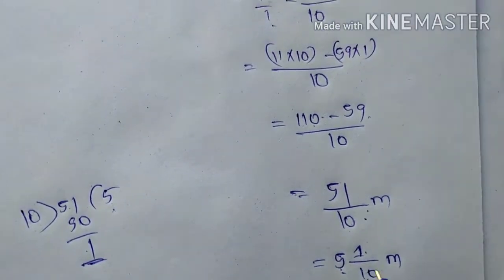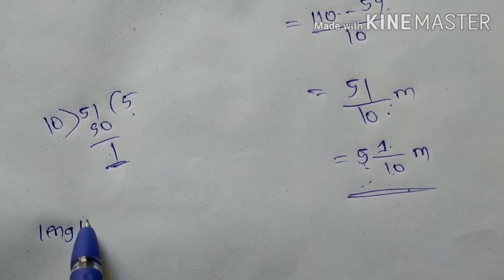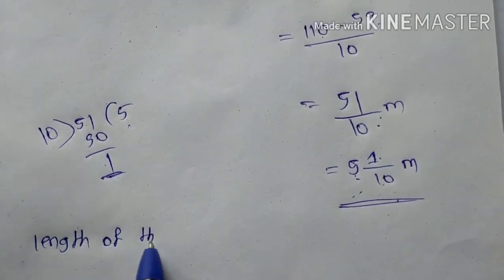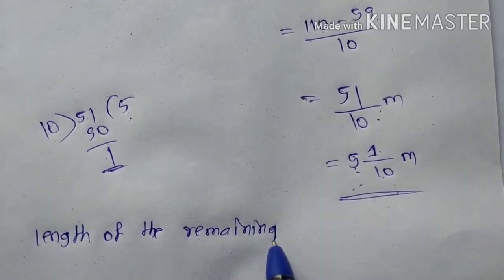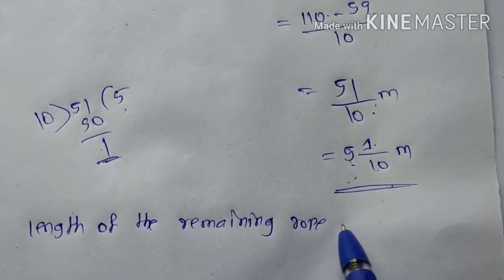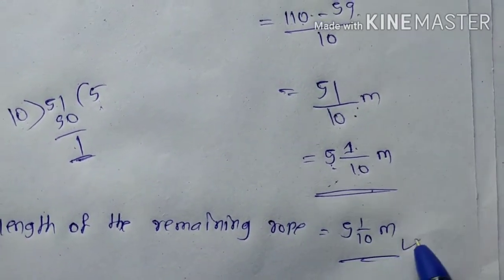This is equal to the length of the remaining rope. You can write the answer here as: length of the remaining rope is equal to 5 1 by 10 meters. This is your answer.